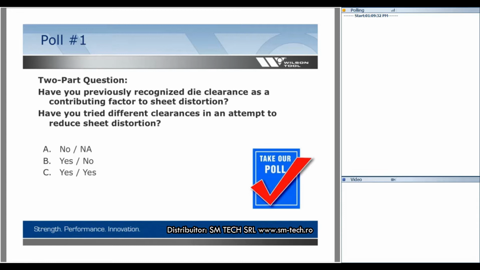So just the feedback, it looks like about 68% of the people have recognized die clearance as a contributing factor and have played with it. But surprisingly, 23% have never recognized die clearance as a possible problem. So we have a good mixture of people. This is good.